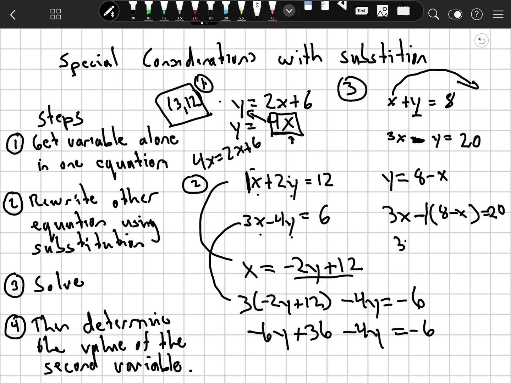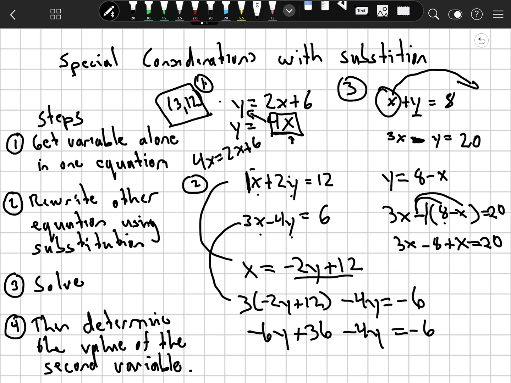So negative 1 times 8, so we've got 3x minus 8, and negative 1 times negative x is positive x equals 20. So when you have a negative there, you kind of have to distribute out that negative sign. It changes the signs of all the numbers in parentheses. And from there you could go ahead and solve for x. Once you had x, you'd bring it back up here and find out what y is.